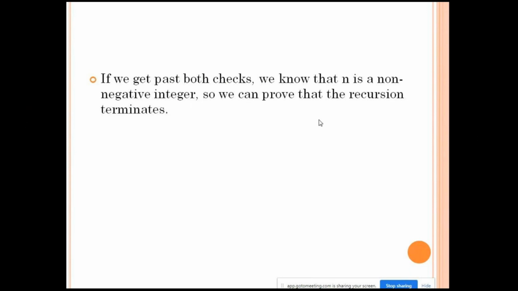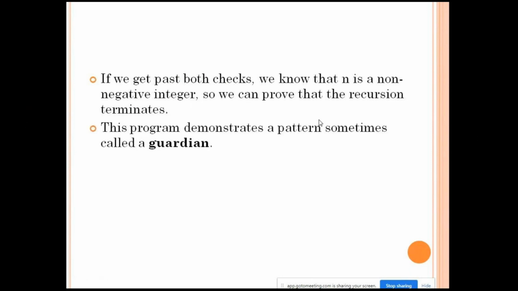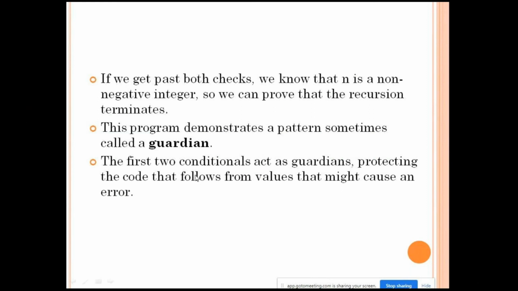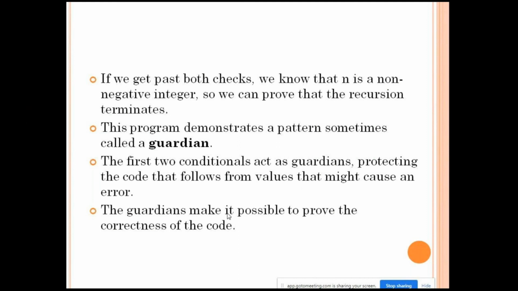If both checks pass, n is a non-negative integer, so we can prove that the recursion terminates. This program also demonstrates a pattern sometimes called guardian. That means whatever type of argument you pass does not give any error. The first two conditionals act as guardians, protecting the code that follows from values that might cause an error. The guardian makes it possible to prove the correctness of the code.